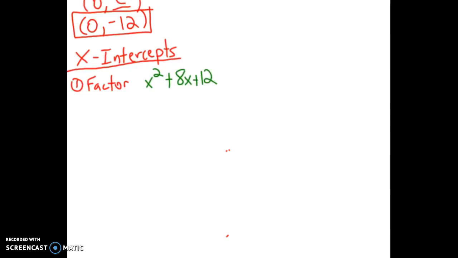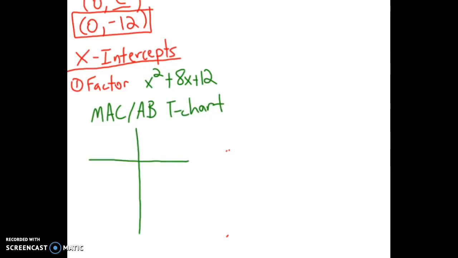We're going to hit factoring a lot in Module 3 as well. So I'm going to teach a way called MAC AB T-chart. What that means, I draw what looks like a T-chart. I put MAC here and AB here. So please make note of that.